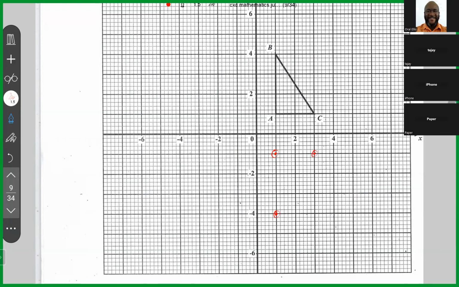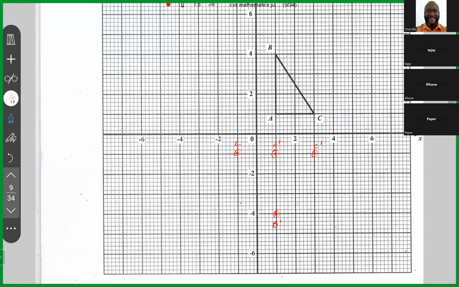I'm going to reflect in the x-axis, then I'm going to reflect in the y-axis. So this would be A. Let's call this A prime, let's call this C prime, and let's call this B prime. Now, if I reflect A prime in the y-axis, it's going to become L. So that is L. If I reflect B prime in the y-axis, remember in a reflection, the object and the image are the same distance from the mirror line on either side of the mirror line.